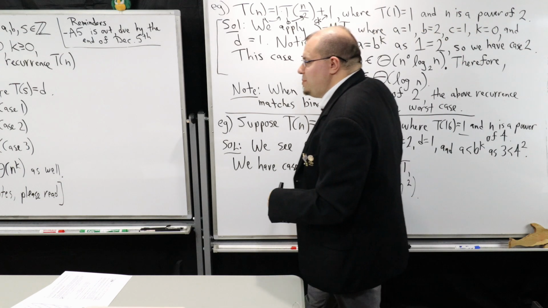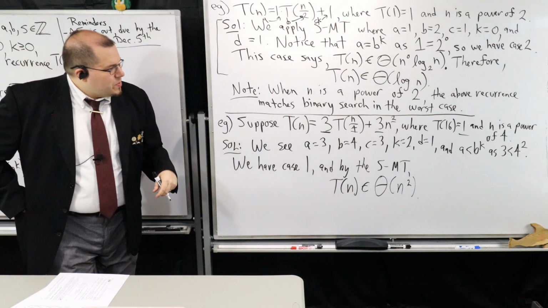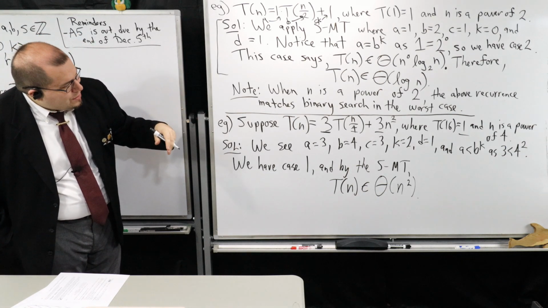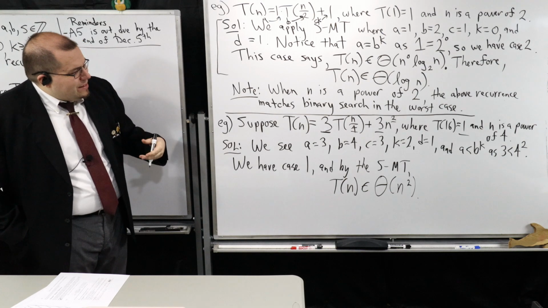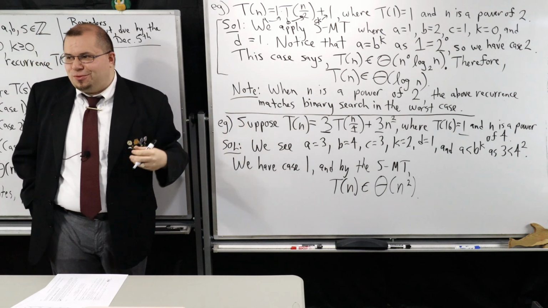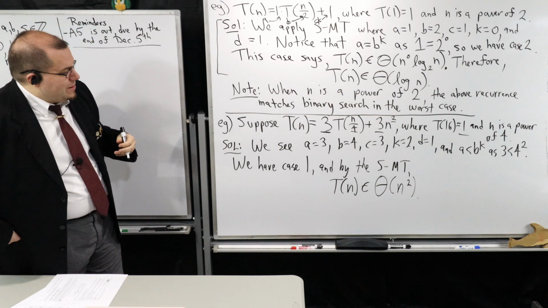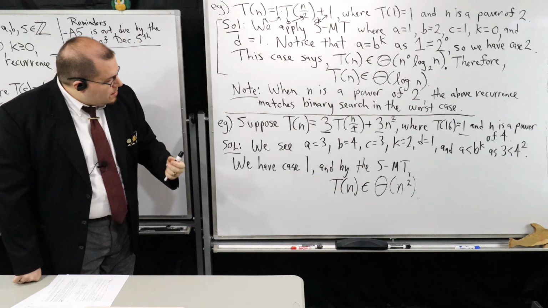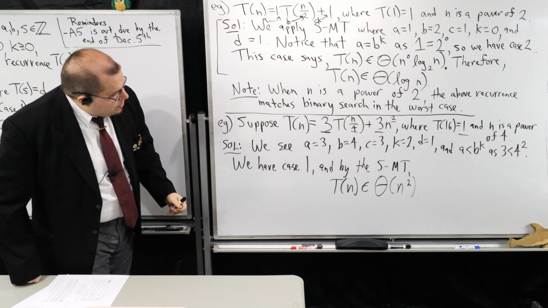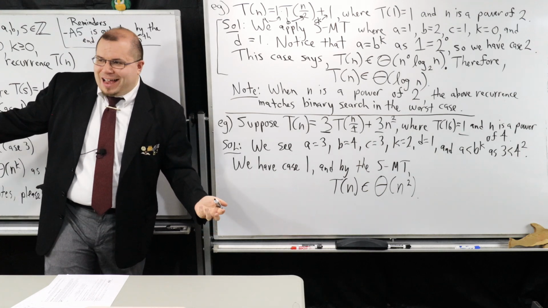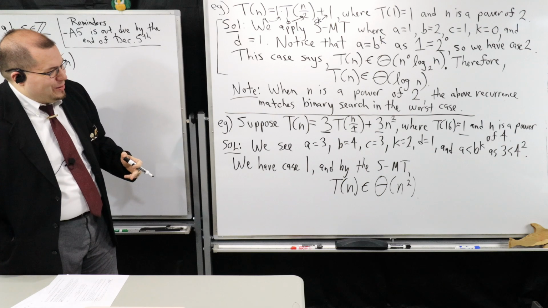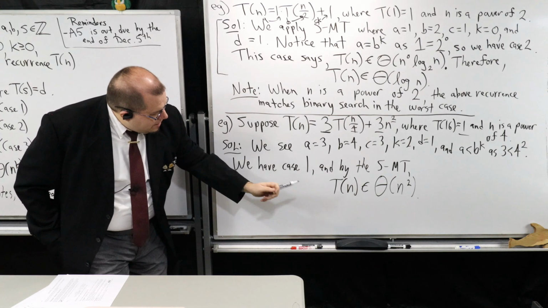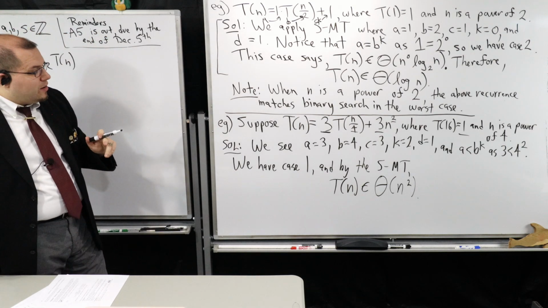Then I compare a and b with that exponent k. I notice that a is in fact less than b to the k, because b is 4 and k is 2. So I have 3 versus 4 squared, and 4 squared is definitely larger than 3. So what case is this? This is just case 1. You simply notice that all the work is happening right at the beginning of the whole process, mostly. Since k is 2, we apply the first case, which says T of n is big theta of n squared.